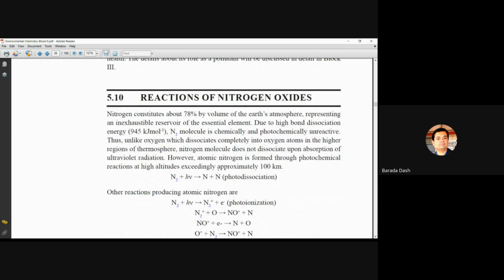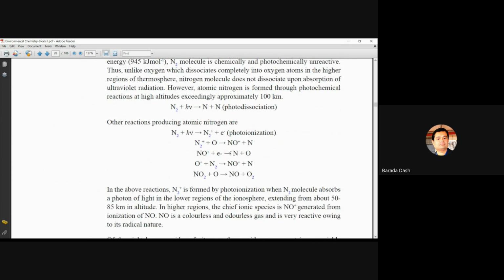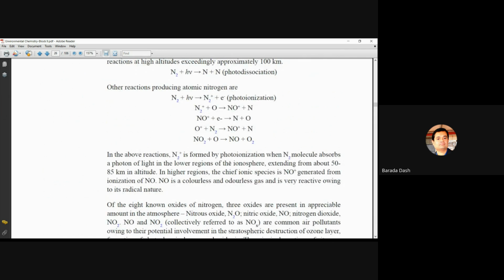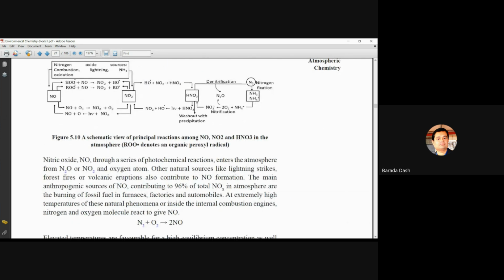Ozone also participates in several reactions; you can go through them. Next, reactions of nitrogen oxides. What are nitrogen oxides? 78% of the atmosphere is nitrogen. Nitrogen reacts with light energy coming from the sun to produce different types of nitrogen oxides, nitrogen monoxide and nitrogen dioxide. There are many such reactions of nitrogen, through combustion processes and lightning.